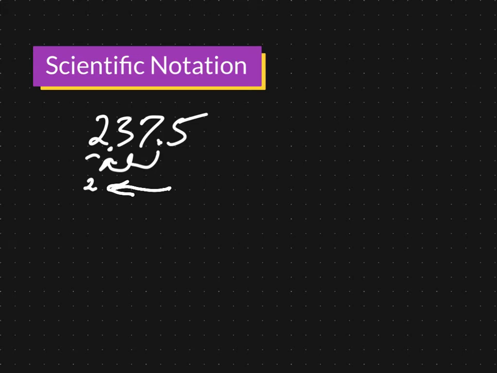So in step 3, I'm going to write the new number with the new decimal, 2.375 times 10, because it's always 10 to an exponent. And we moved it 2 places, so it's going to be an exponent of 2. And I moved 2 places to the left, so it's going to be to the power of positive 2.